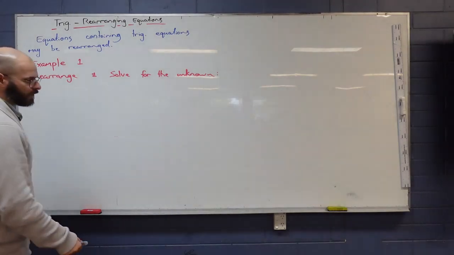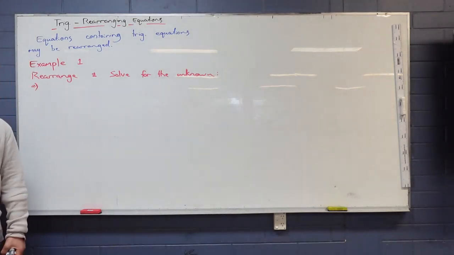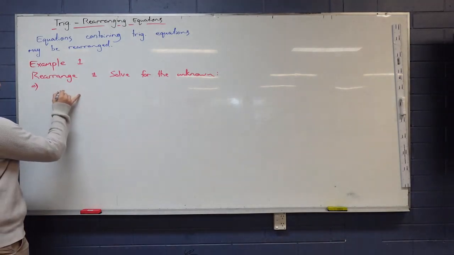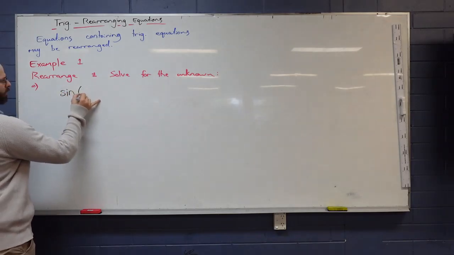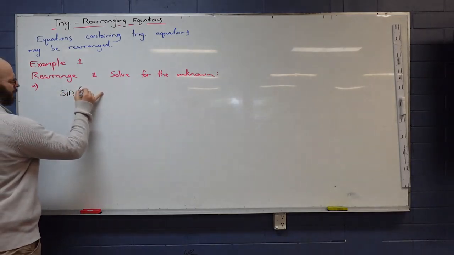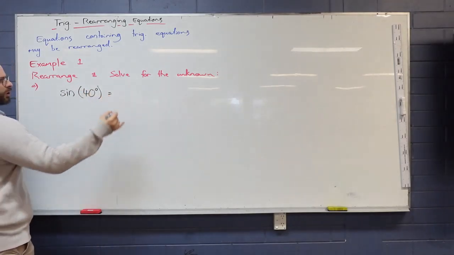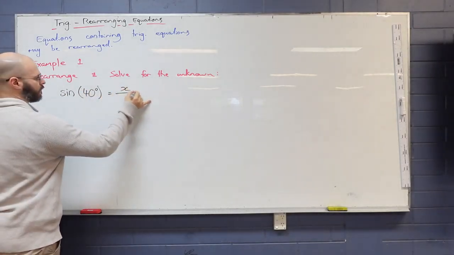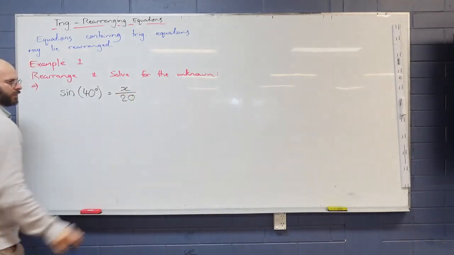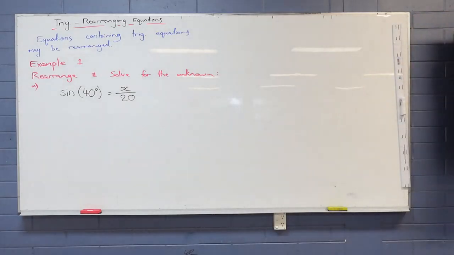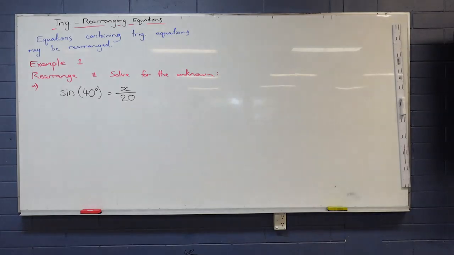Rearrange and solve for the unknown. Suppose a wild equation came from the grasslands and it was defined as being sine of, let's say, 40 degrees, and it was equal to x over 20. What we want to do is rearrange this in terms of x, and then solve it to find the unknown.